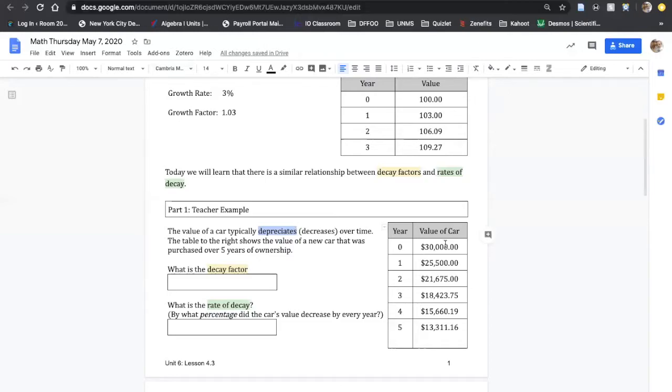Now, the table to the right shows the value of the car, right? So I can see that it is obviously decreasing. It starts at $30,000. After 5 years, it's down to only $13,000. So the value is not increasing, it's decreasing. Now, if I want to find the decay factor, I'm going to find that the same exact way that we would find the growth factor. To find the decay factor, I'm going to take one item, divide it by the one directly above it. That's going to tell me what number times 30,000 gives me 25,500.